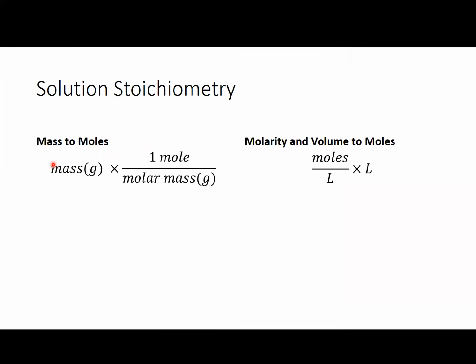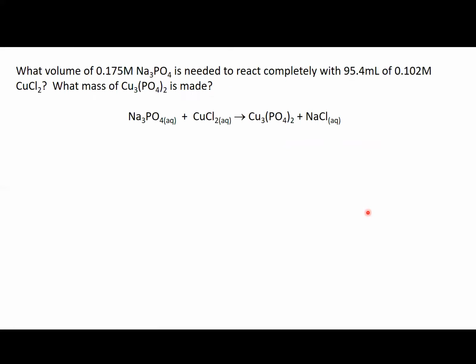So one thing to keep in mind is we now have 2 ways to determine the number of moles in a reaction. One's mass. We just convert that to moles by dividing by the molar mass. That's nothing new. The other is molarity and volume. If I have moles per liter and liters, that will also give me moles. So I have more than one way to get at moles. We're going to use this to our advantage in these solution stoichiometry problems.